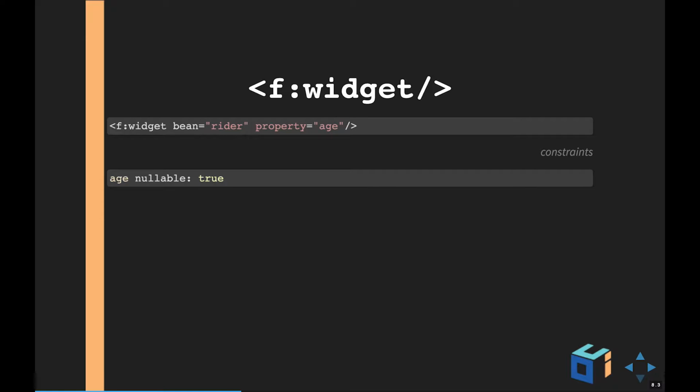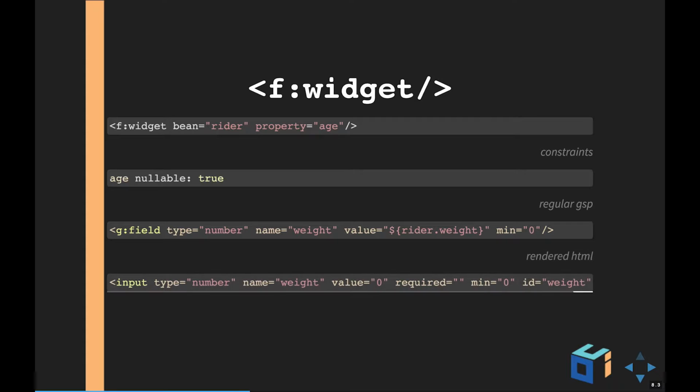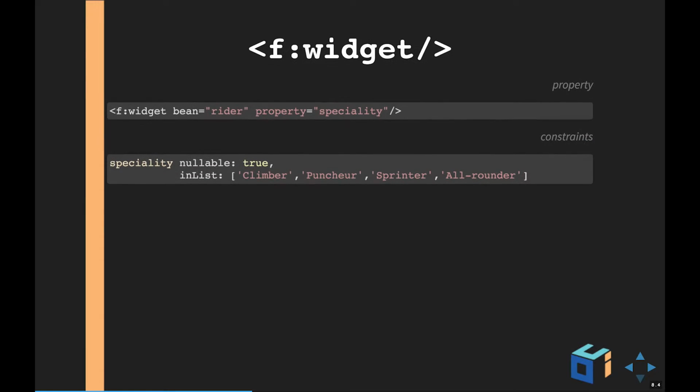So now we have the writer bean again, but this time the age, and remember the age was an integer, and it's also nullable. So this time it's the equivalent of rendering g:field type number and then setting a min value to 0. I forgot to mention that in the constraints, but there's also a min constraint equals 0. So we cannot have an age younger than 0 years, which makes the most sense. And that will output this HTML.